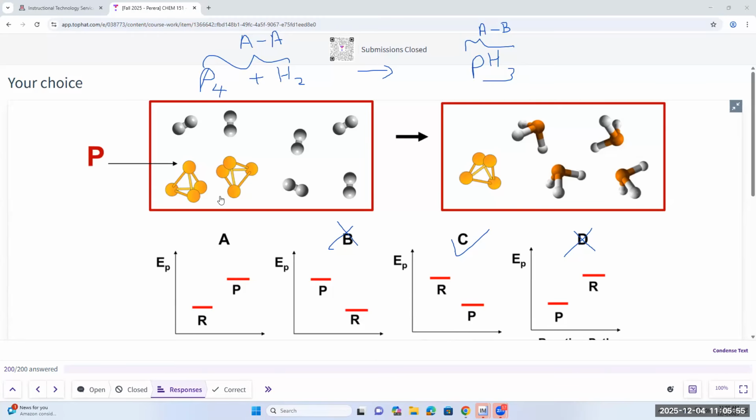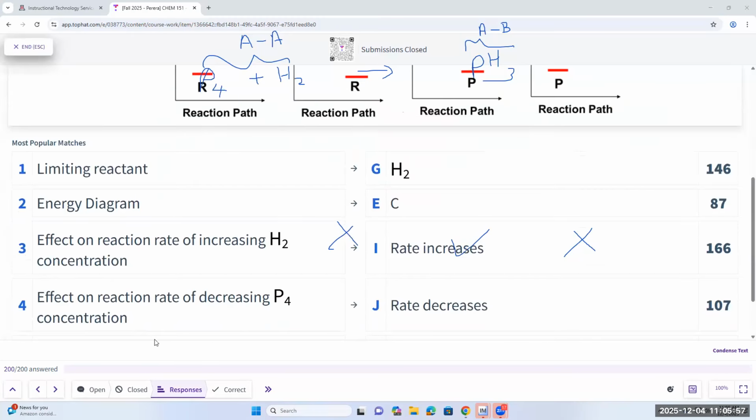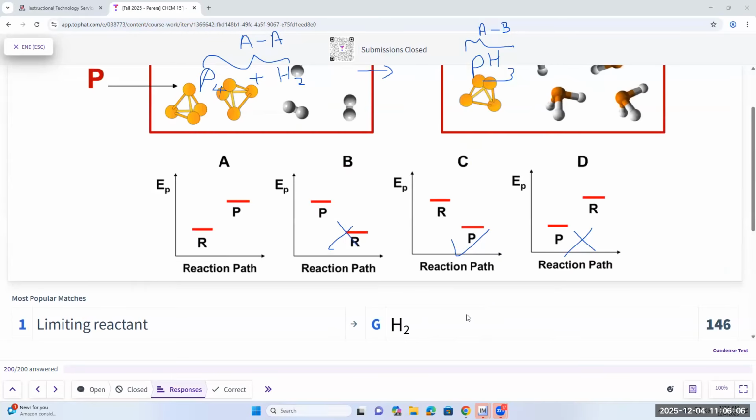Now that is about that. And then what about P4? Again, the effect on the reaction rate of decreasing P4: most of us said the reaction rate decreases. That is correct as well. It's the same thing. So remember, it doesn't matter whether it is limiting or not, or is in excess. Whenever we increase the reactant concentration, it's going to increase the rate. Why? More particles means more collisions per given time, meaning higher collision frequency, meaning higher rate. Please keep that in mind.